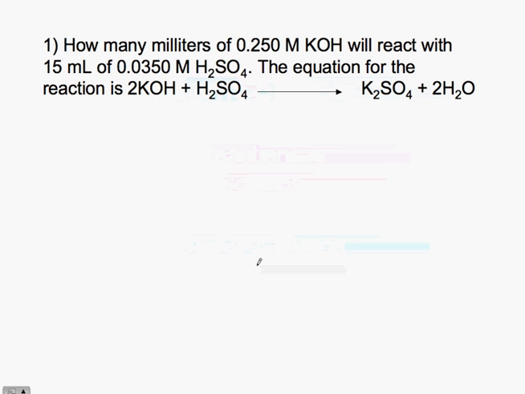milliliters of 0.35 molar H2SO4. The equation for the reaction is 2 potassium hydroxide plus 1 mole of sulfuric acid yields potassium sulfate plus 2 moles of water.